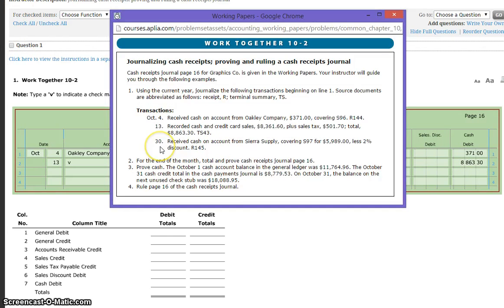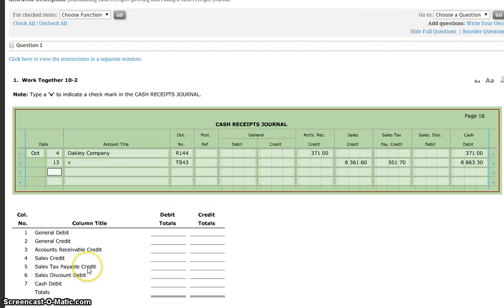Our third transaction on October 30th, received cash on account from Sierra Company covering S97 for $59.89 less the 2% discount. Here's an example where they tell us the discount but they don't give us the amount. So we're going to take that amount and multiply it by 0.02 for the 2%. So here we put the date, the 30th. Sierra Company is the name of the company that's going to be paying us. The receipt was the R145.